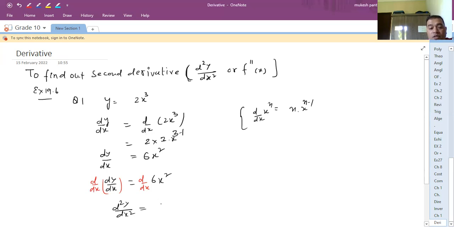So what is this one? 6, then 2, and then times x to the power 2 minus 1. See, the rule for the right part is the same. So this becomes 6 times 2 is 12, and x to the power 2 minus 1 means x to the power 1, or simply x. So the second derivative is 12x.